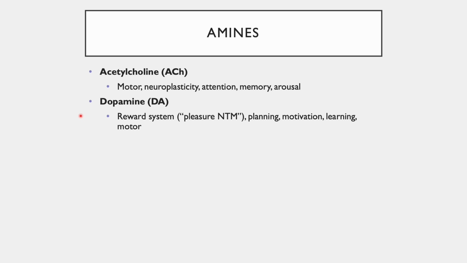Dopamine is our pleasure neurotransmitter. It's released when we are doing something that makes us happy. It's involved in the reward system in the brain. It helps us with our planning, motivation, learning, and motor movements.